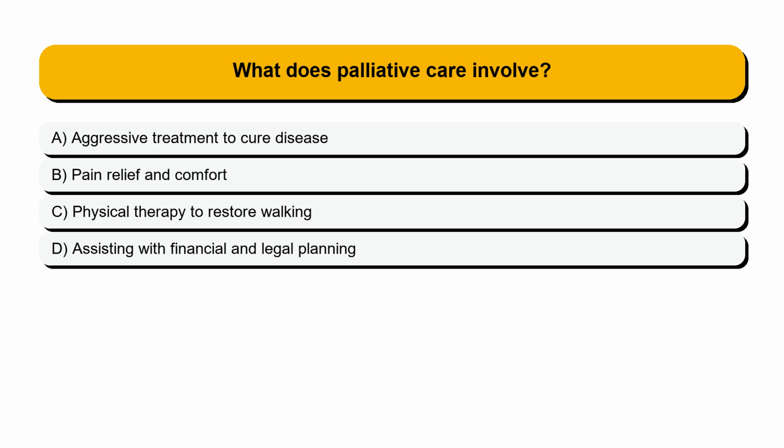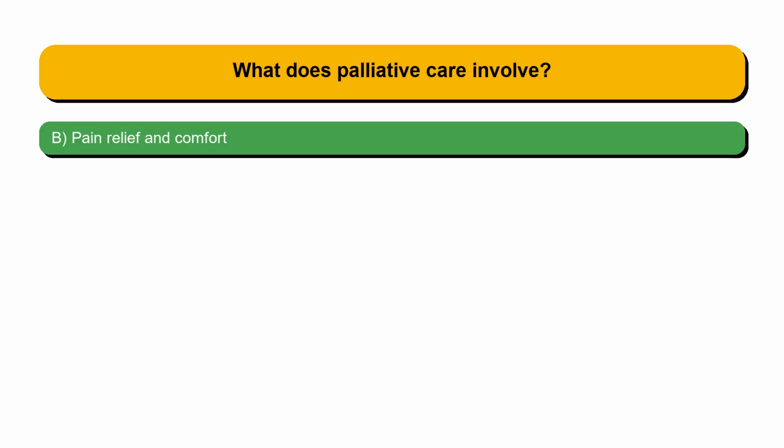Question 52. What does palliative care involve? Option A, the aggressive treatment to cure disease. Option B, pain relief and comfort. Option C, physical therapy to restore walking. Option D, assisting with financial and legal planning. The correct answer is option B, pain relief and comfort.